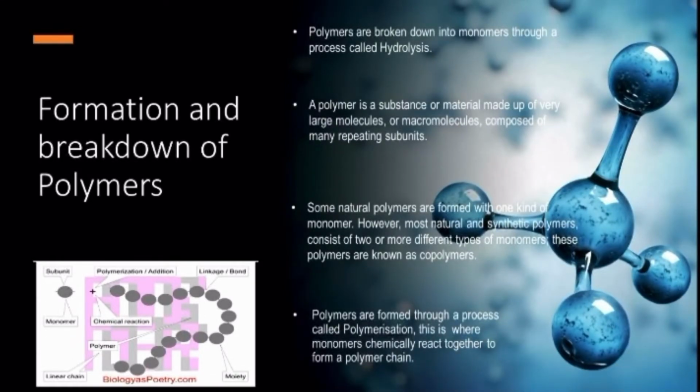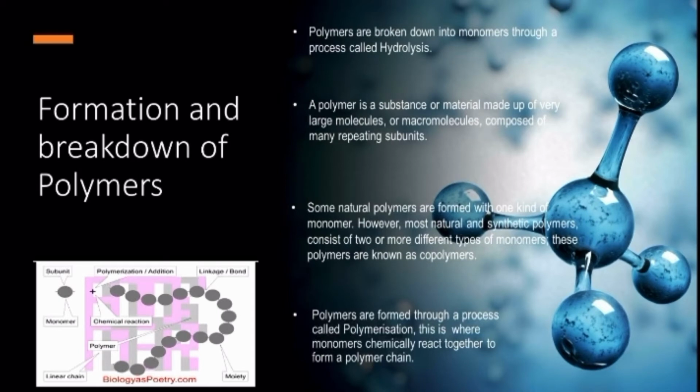Polymers are broken down into monomers through a process called hydrolysis. A polymer is a substance or a material made up of very large molecules or macromolecules composed of many repeating subunits. Some natural polymers are formed with one kind of monomer. However, most natural and synthetic polymers consist of two or more different types of monomers. These polymers are also known as copolymers.